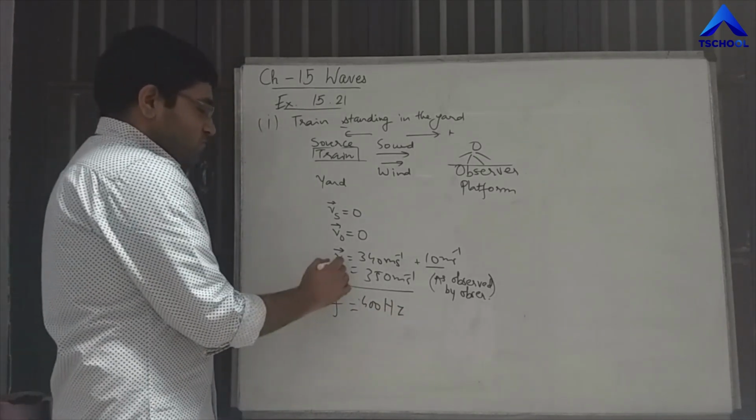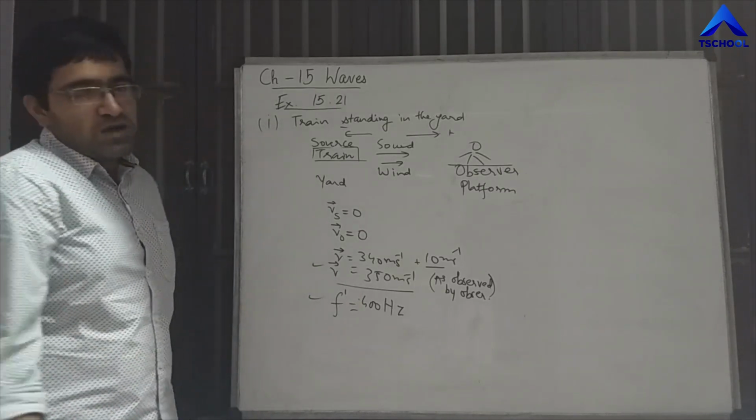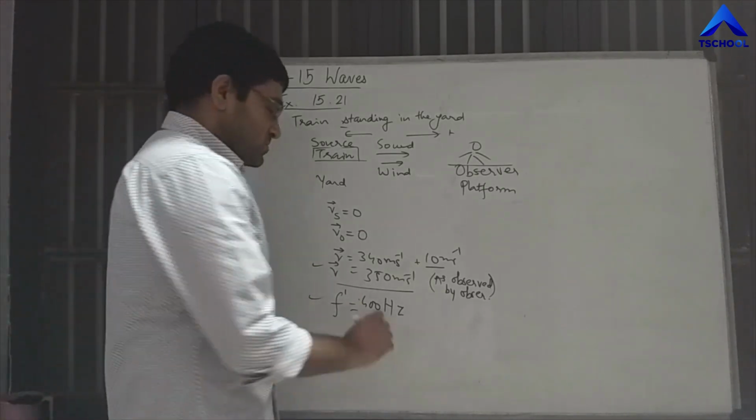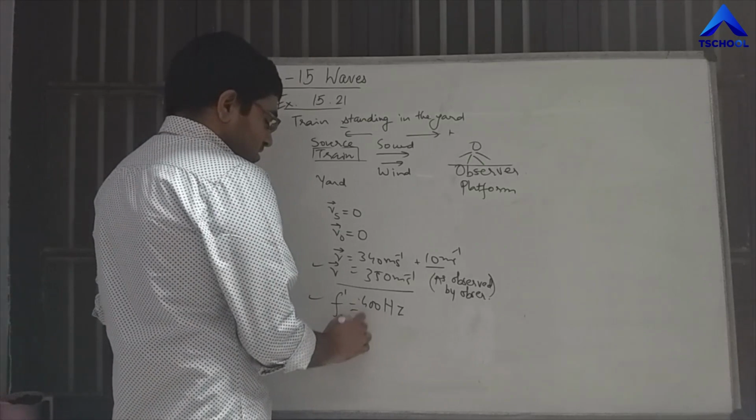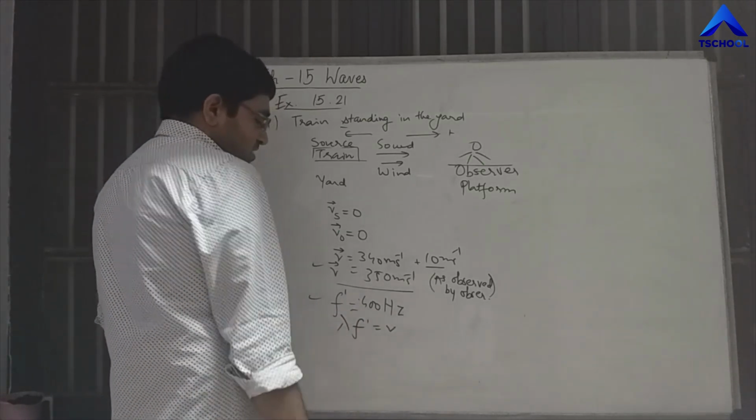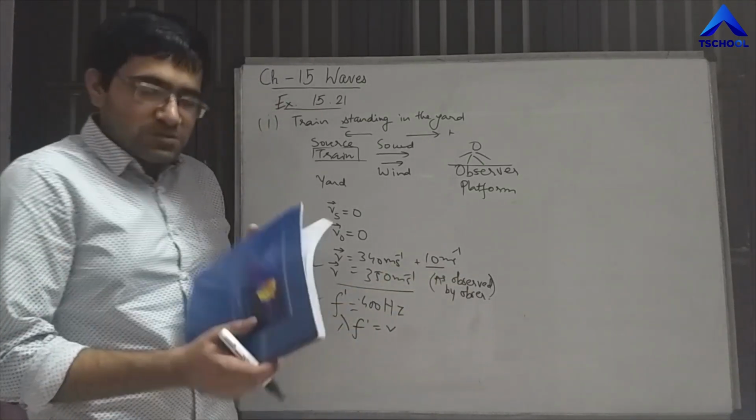Now once you have found velocity and frequency, I'm sure you can easily find out the wavelength by using the simplest relation, lambda into f dash is going to give you v. So that's all for this part of the question.